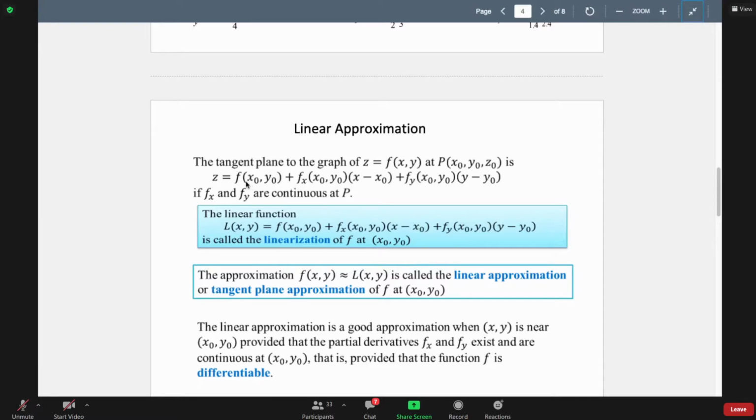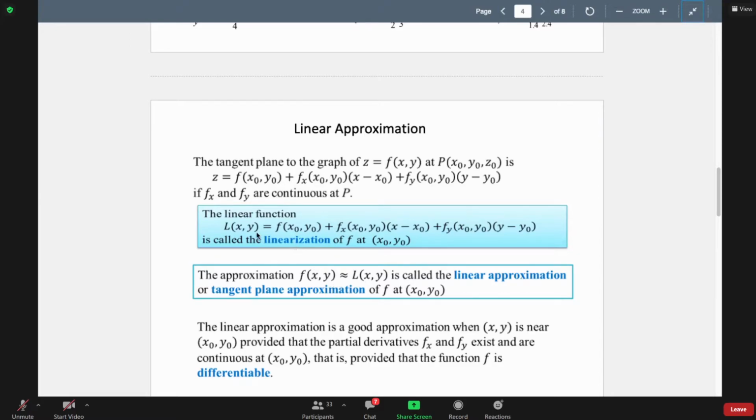So again, f of x, y can be approximated by this linear function in the neighborhood of this point x0, y0. Of course, this is an approximation. At x0 and y0, this is exactly equal. But if x and y are different from x0, y0, this plane is, roughly speaking, equal to the function if you are not too far from the point x0, y0.